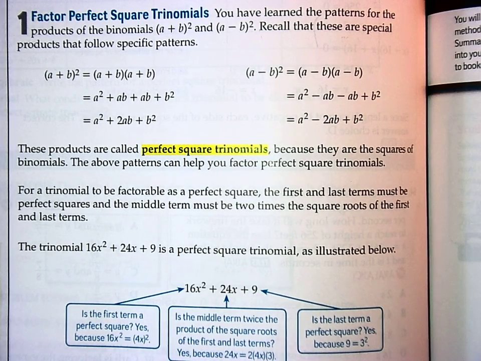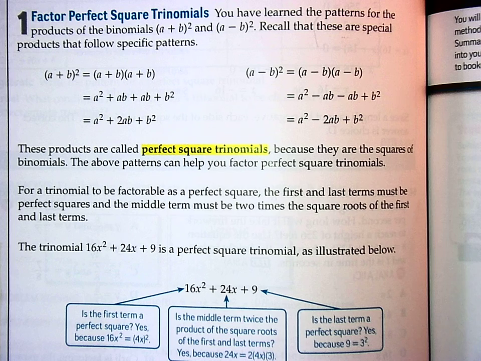Factor perfect square trinomials. You have learned the patterns for the products of the binomials a plus b squared and a minus b squared. Recall that these are special products that follow specific patterns. These products are called perfect square trinomials because they are the squares of binomials. The above patterns can help you factor perfect square trinomials.